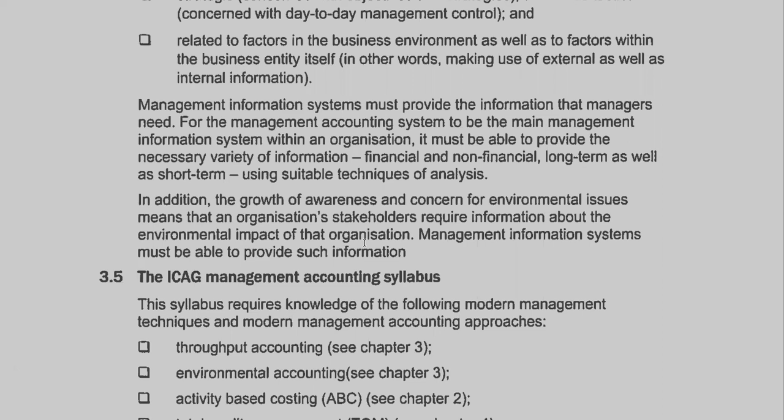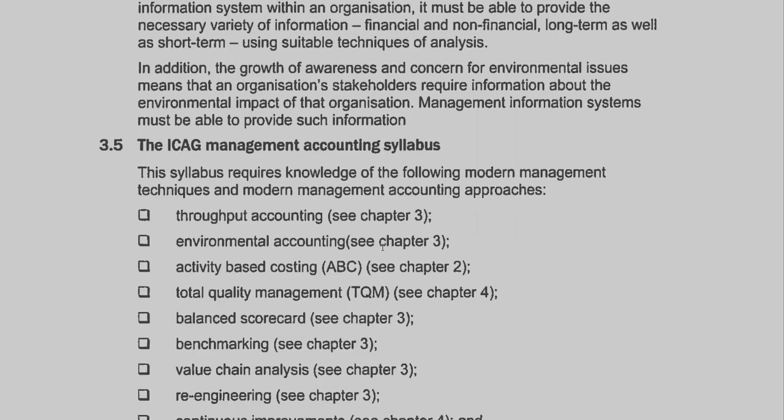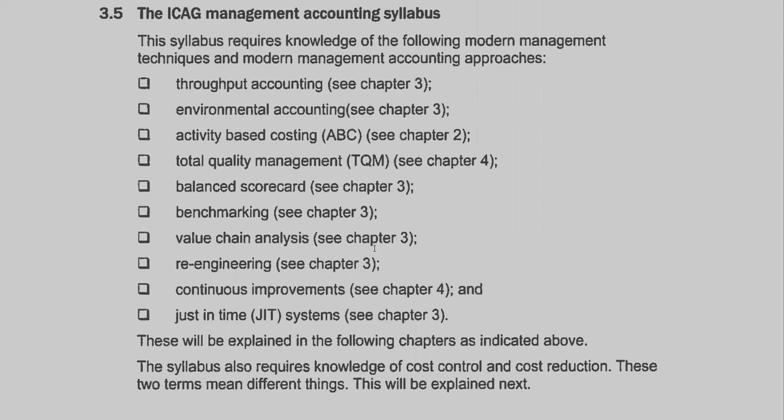You must also consider how your organization is impacting the environment, which we will look at under techniques such as environmental management accounting. Now, in the ICA management accounting syllabus, what are the things that you need to know? There are some particular modern management accounting techniques that you need to know.